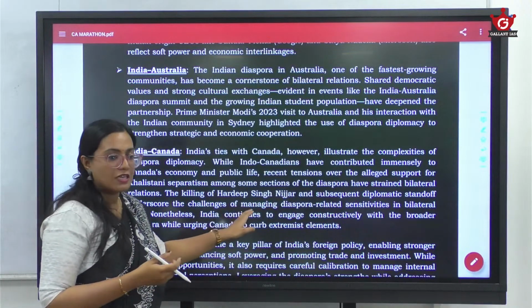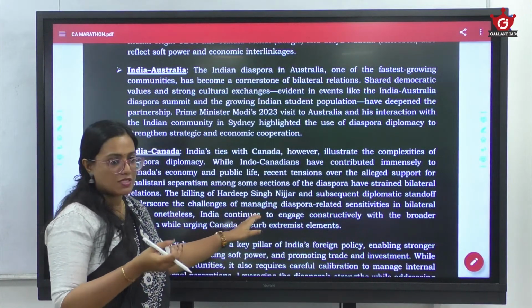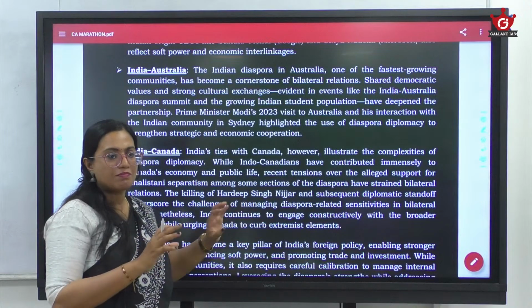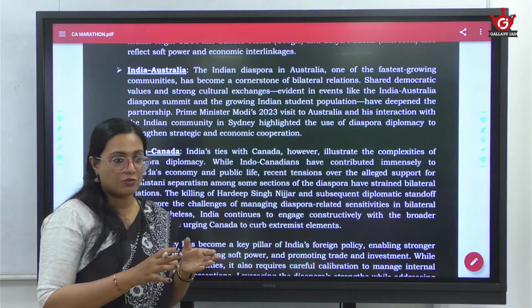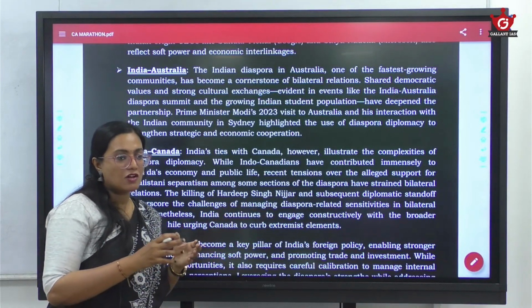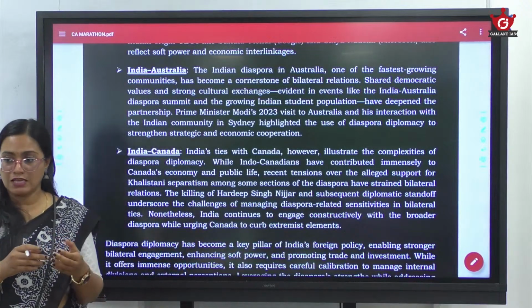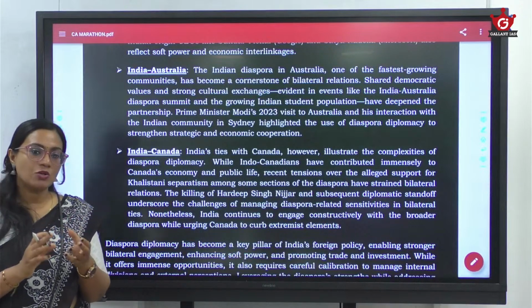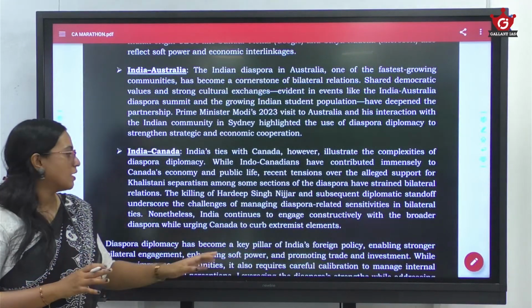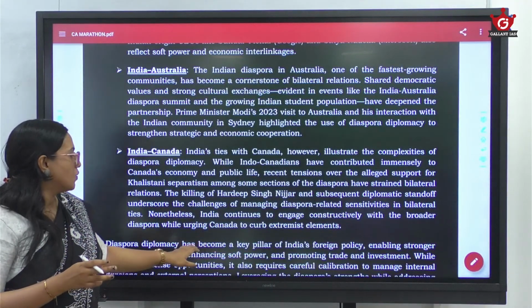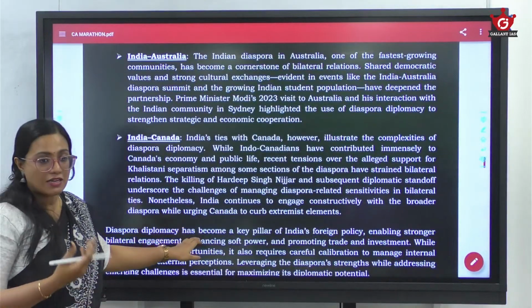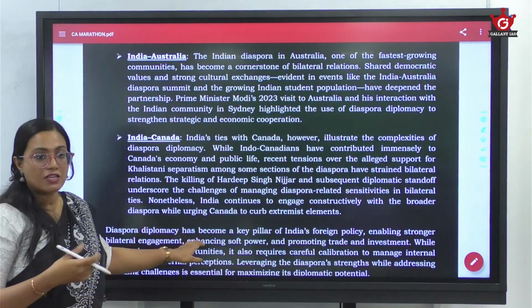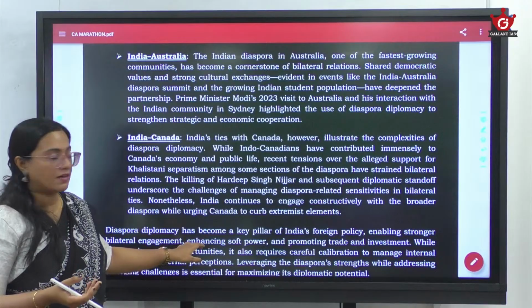In case you are not able to remember the name of the person who was killed, just mention the Khalistan issue over there. It's not necessary that you remember all the names, but if you are not able to, just let the examiner know that you know about this issue. Even though it was like that, we are trying to engage actively with Canada. We are trying to strengthen our relationship with Canada.